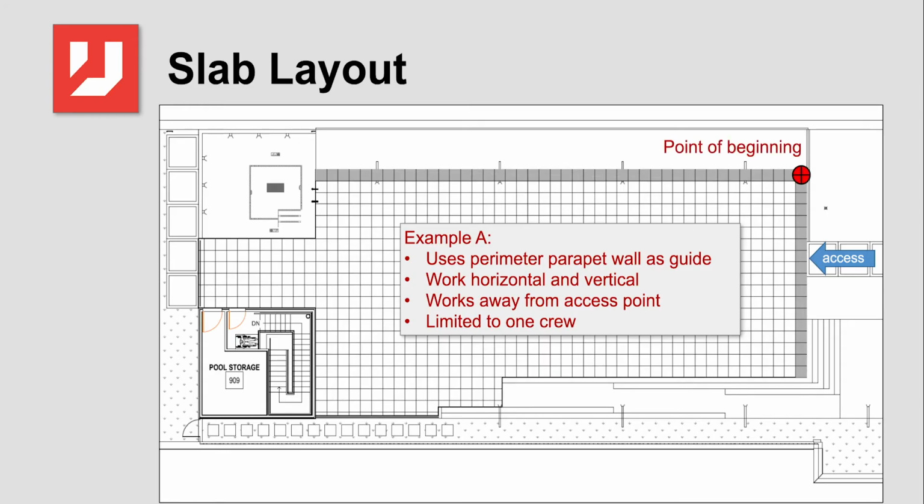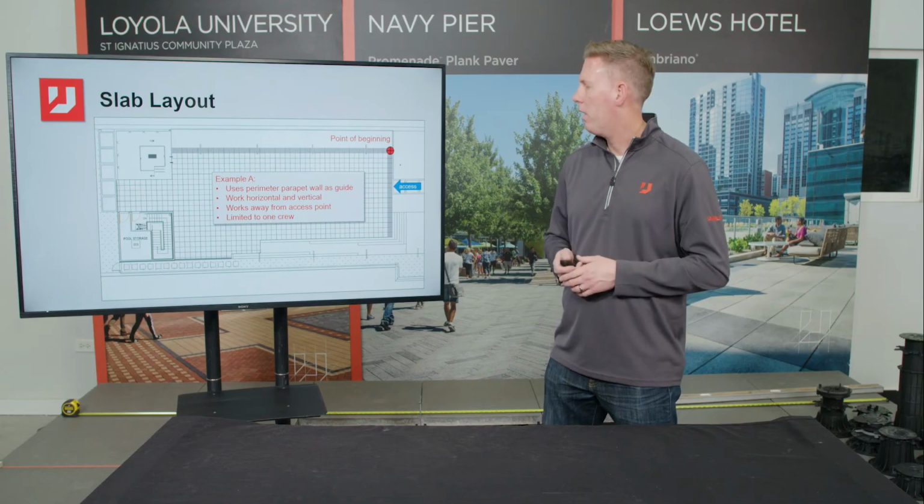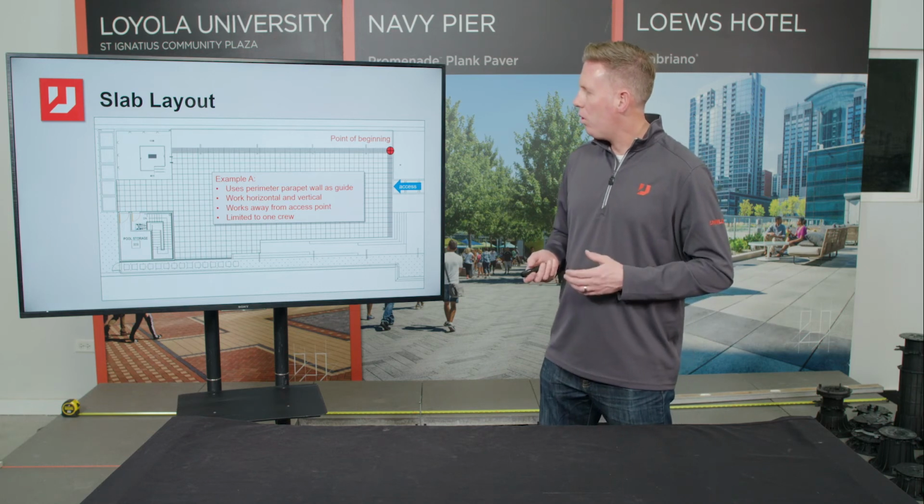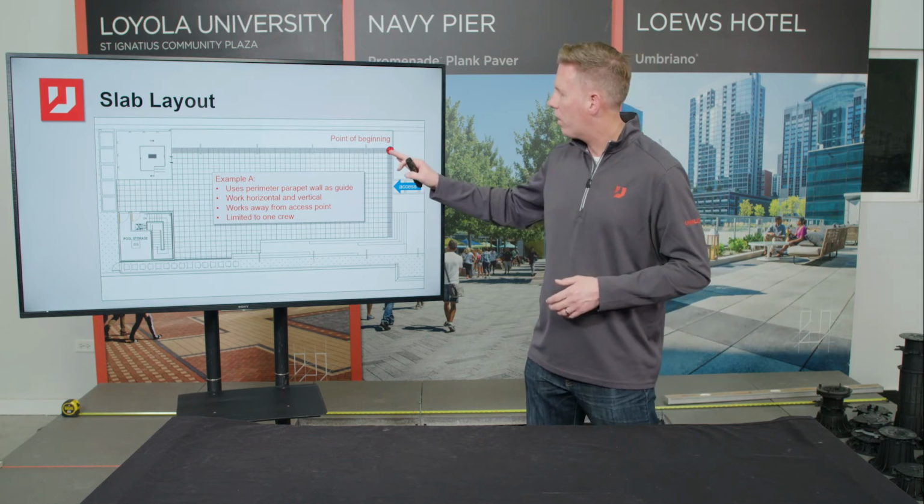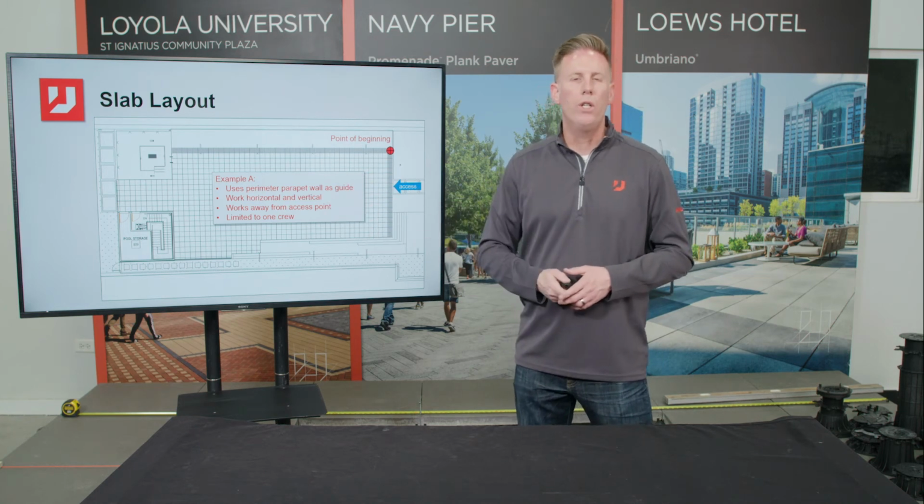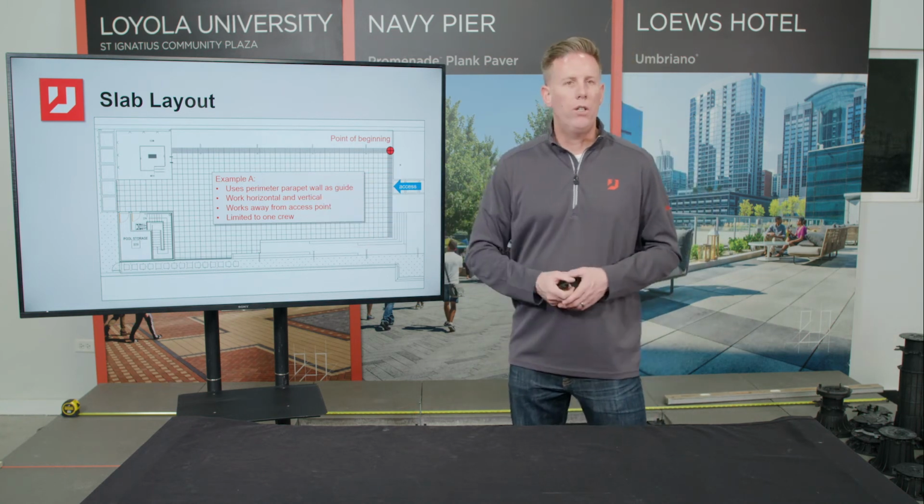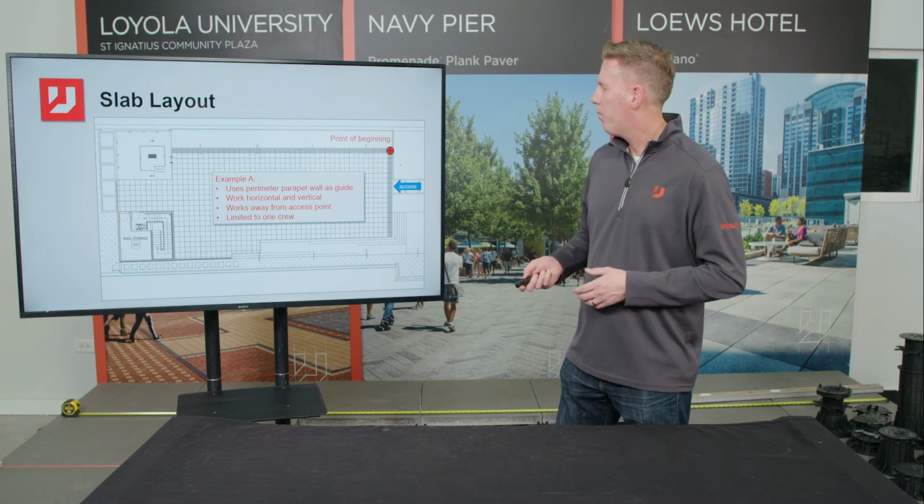So for that first example, a good point of beginning may be up here in the corner, and you can work down the face of the parapet wall, and then also along the access area, and work your way across that surface. But remember, as you install more slabs, you're going to be rolling across them, walking across them. It gives you a higher potential for breakage or any kind of staining, damage, things like that. So keep that in mind. You're also limited to one crew because you really have to work systematically across that field. You can't just pick up in the middle of the design and start installing the slabs.